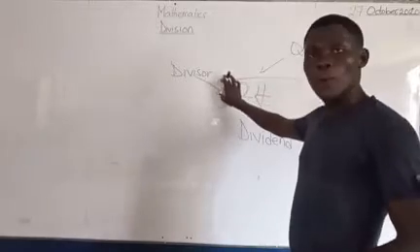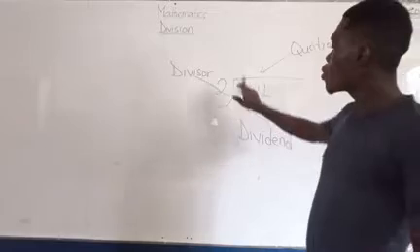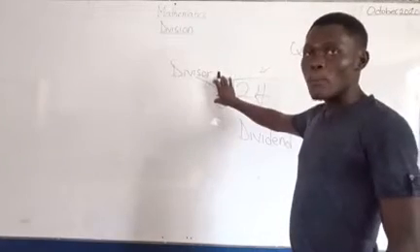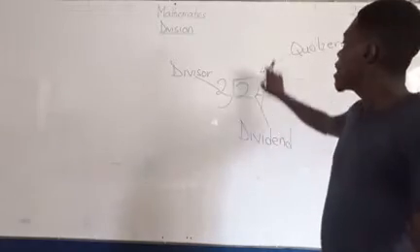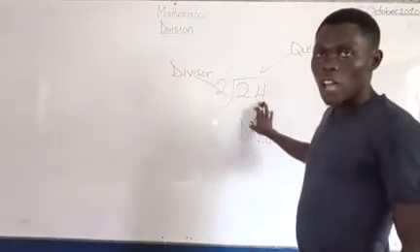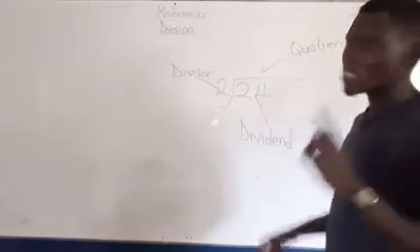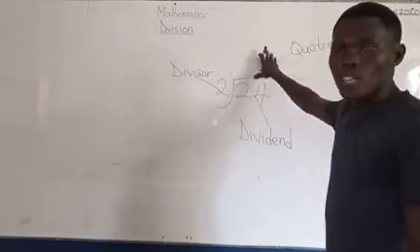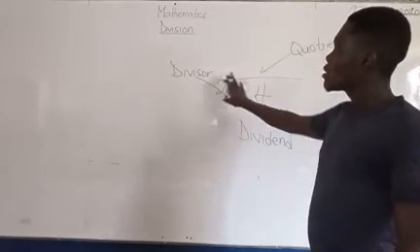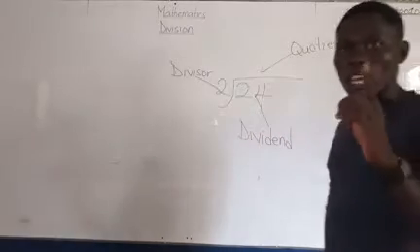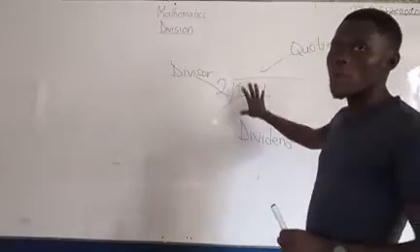So 2 people are sharing 24 oranges. The divisor is the number of people sharing the items here. And after sharing among themselves, what each of them will get is what we call the quotient. After sharing the oranges, what each person will get is the quotient. And we said each person will get 12.